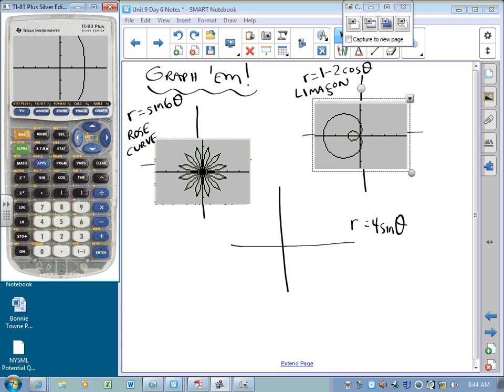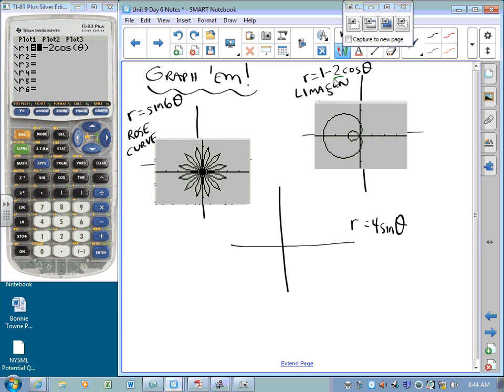I would get something that looks like a cardioid, because it looks like a heart. When the absolute value of B is less than or equal to the absolute value of A, I get something called a cardioid. You'll be able to know that because it looks like a heart.